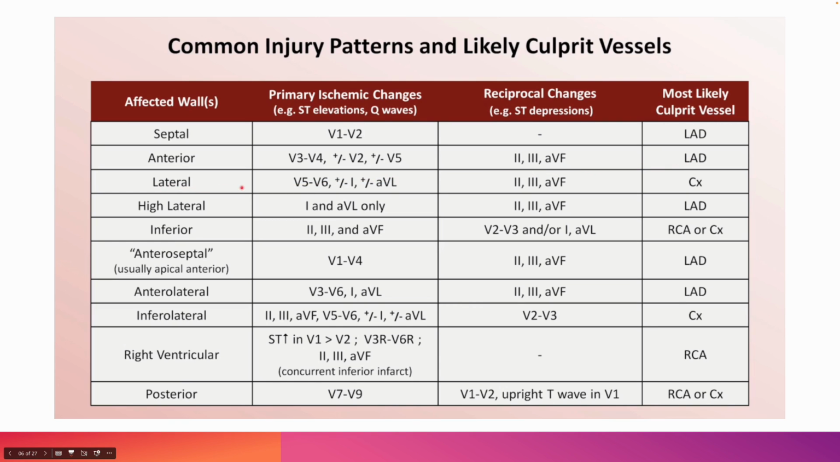The lateral leads, V5, V6, the reciprocal is going to be in the inferior, and the lateral is mainly supplied by the circumflex. High lateral, 1, AVL, with reciprocals in 2, 3, AVF, and the LAD is going to be the one supplying the high lateral wall. The inferior, now the inferior has actually 2 supplies, the RCA and the circumflex, and we're going to talk about how to differentiate between the 2. Now you'll find, of course, ST elevations in leads 2, 3, and AVF.